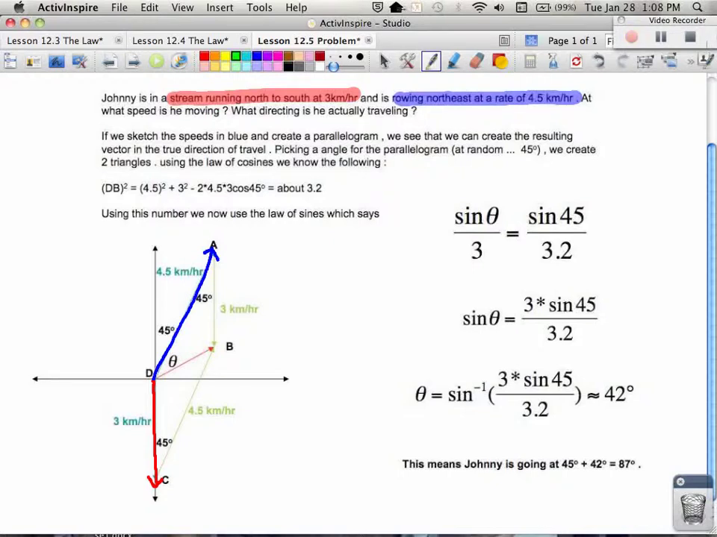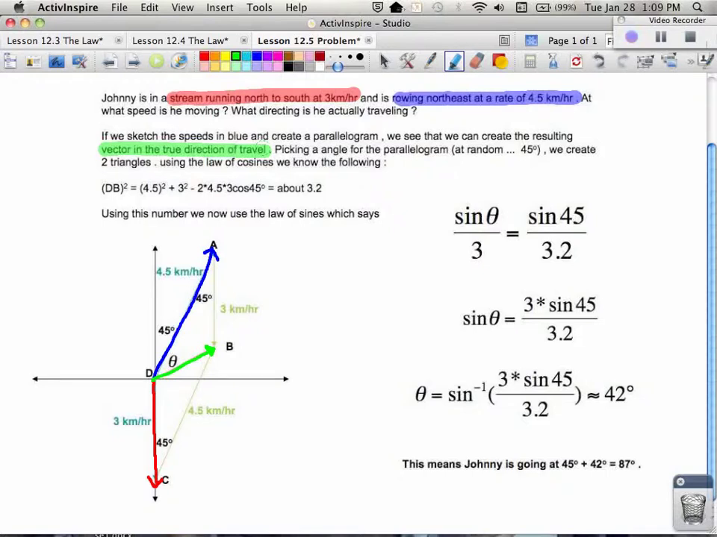And that would be in the green here, if I were to draw it in green, is what he's actually doing. And if I highlight what's happening, we're really looking for his vector in the true direction of his travel. That's kind of the goal.